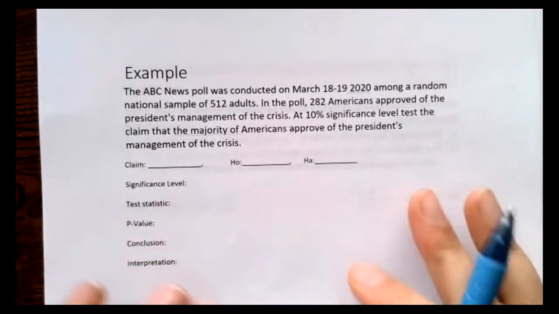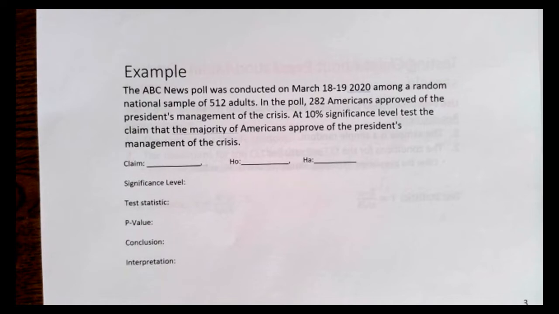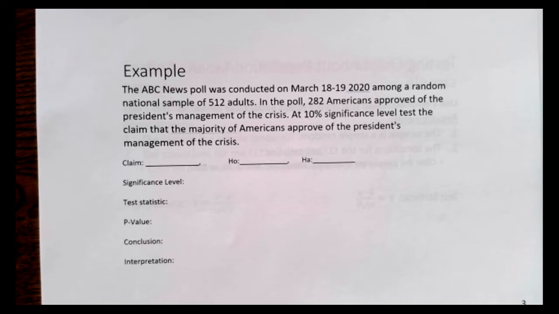It says the ABC News poll was conducted on March 18 and 19 of 2020 among a random national sample of 512 adults. In the poll, 282 Americans approved of the president's management of the crisis. At 10% significance level, test the claim that the majority of Americans approve of the president's management of the crisis.